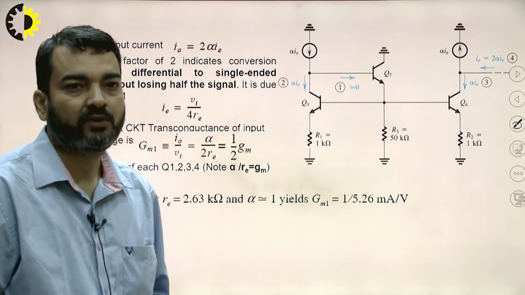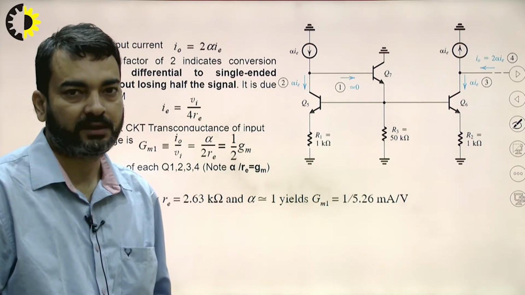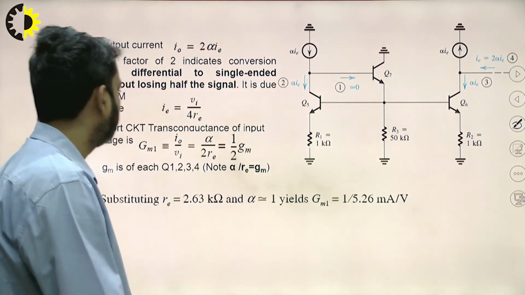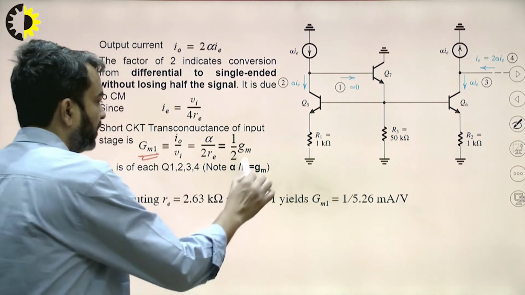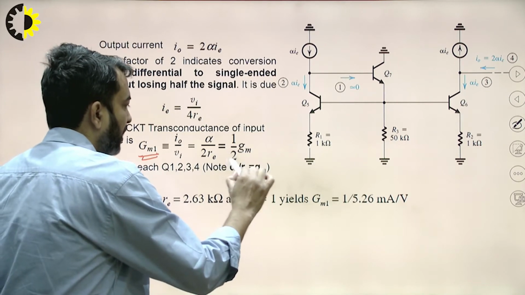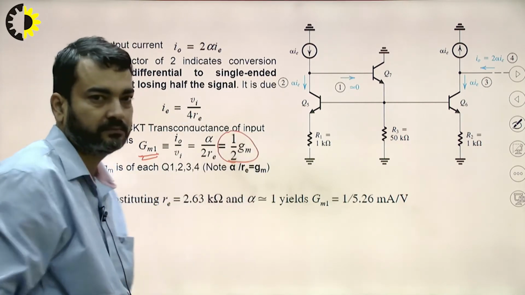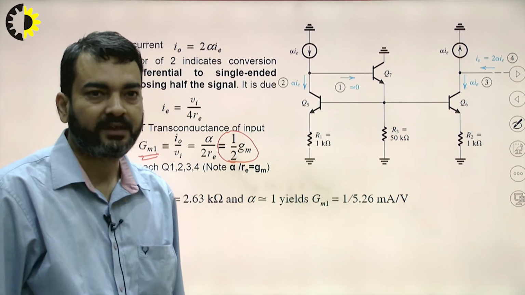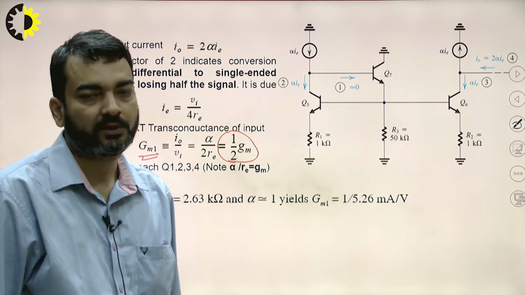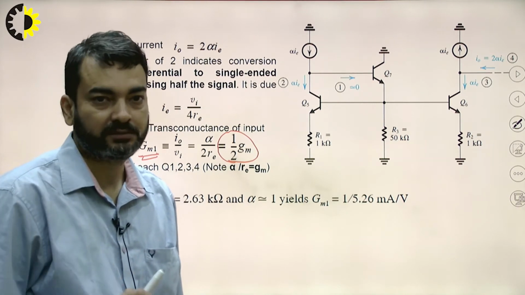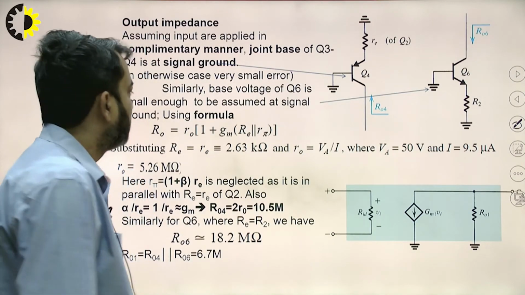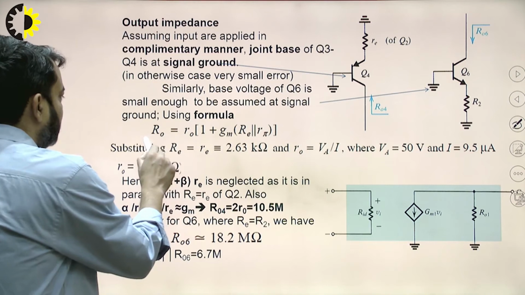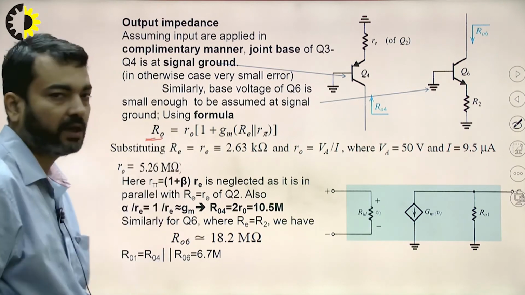Then we have calculated the short circuit transconductance of the input stage, that is GM1, which is equal to half of GM. And then we have calculated the output impedance of the first stage, meaning the input stage. So this is coming as we have applied this formula R0.